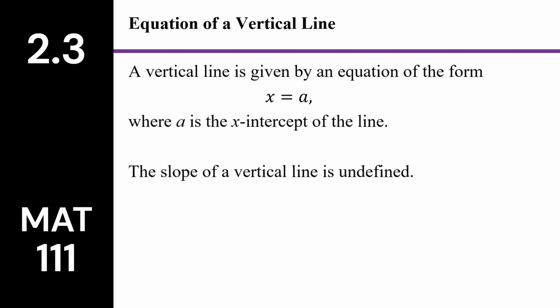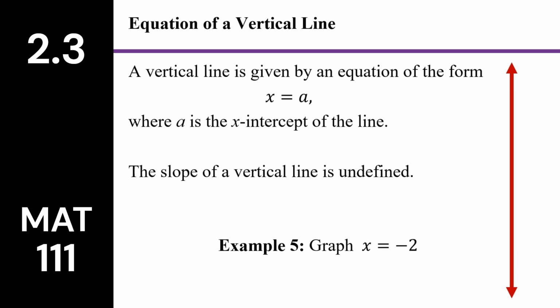Next, we'll look at vertical lines. Vertical lines are of the form x equals a constant, and that constant tells us the x-intercept. It tells us where the line crosses the x-axis. Recall that the slope of a vertical line is undefined. So let's look at an example. We're going to graph x equals -2.